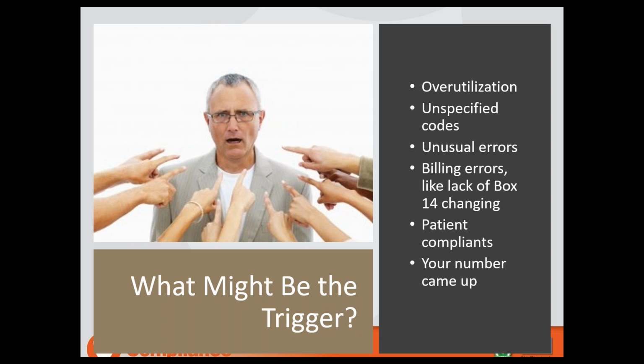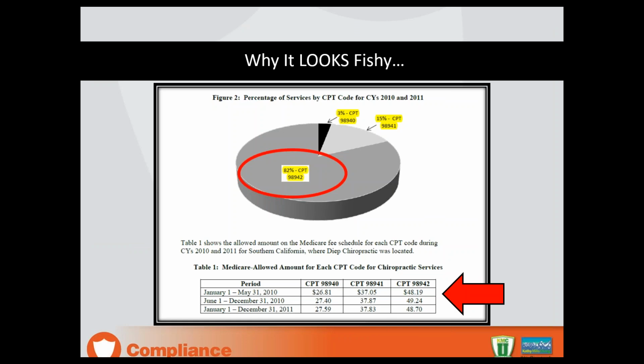In the case of what we've learned on this particular case study, the audit was triggered by 3 different patients who complained. Now that's unusual, frankly, but that happened to be the trigger. And it also may just be that it was your turn and your number came up and there's not much you can do. Here's an example of what Medicare might see that looks fishy.